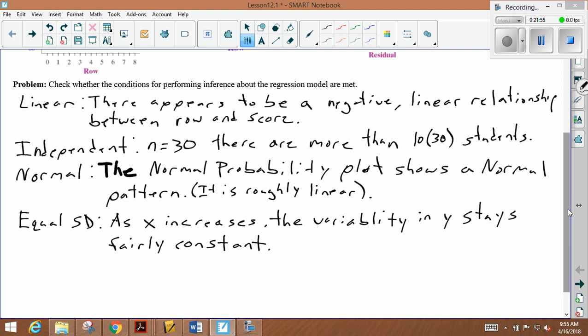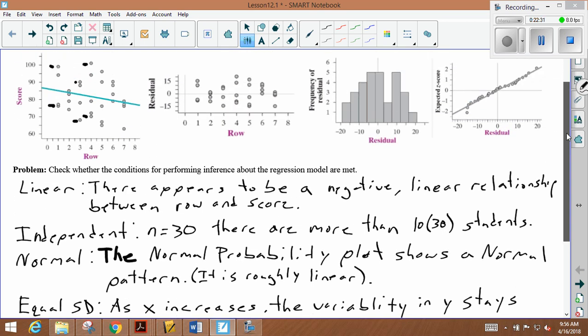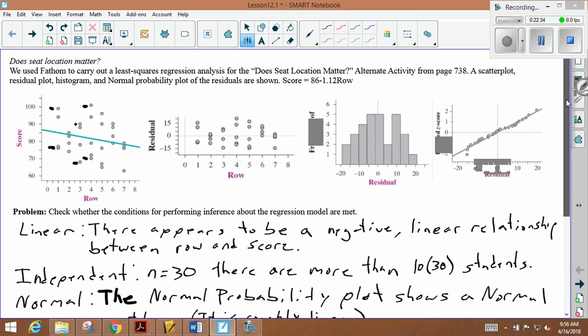All right, we got our line. There is no A, right? Good news. So now R, random, right? The data comes from a random sample. That's the easy one. Cool. Is that all we were asked to do? Just check whether the conditions are met. All right.